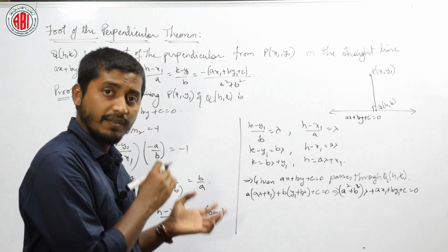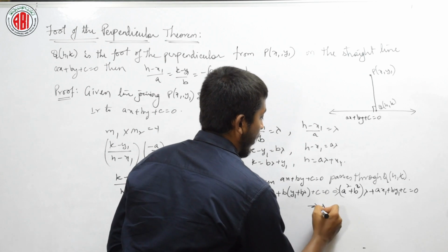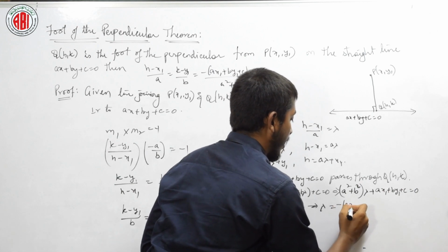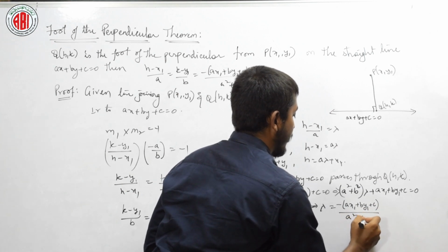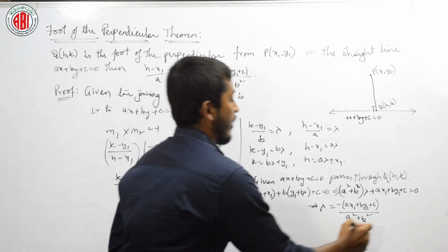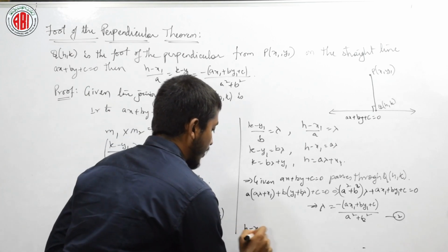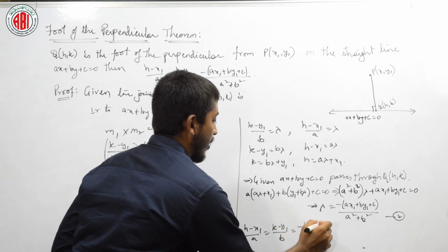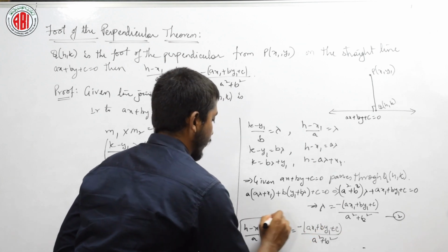Is that right? Let us keep this lambda on the left side and send the remaining to the right-hand side. It becomes lambda = -(ax1 + by1 + c)/(a square + b square). Is it clear? From the first equation and this second term, we can conclude that both are equal, that is (h - x1)/a = (k - y1)/b = -(ax1 + by1 + c)/(a square + b square). Is it clear?